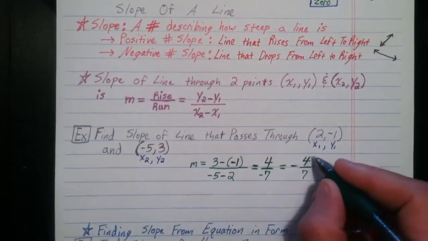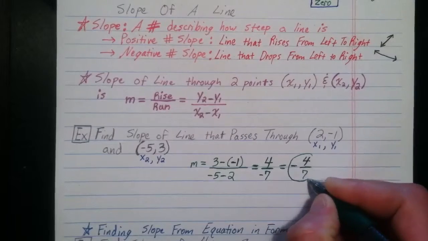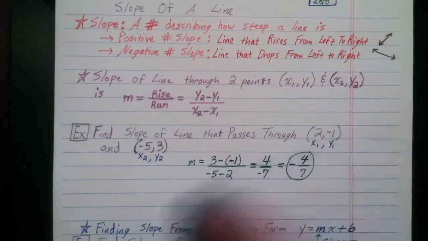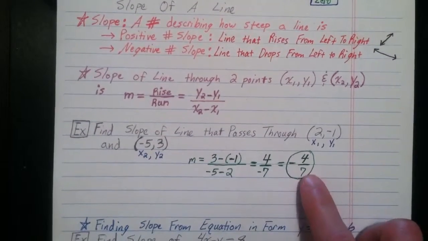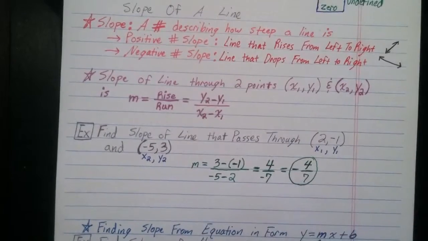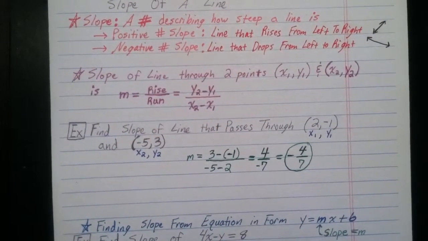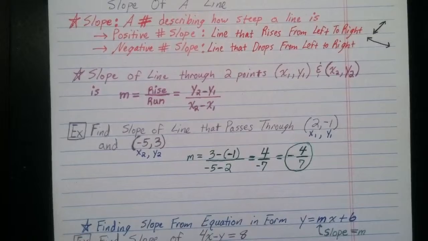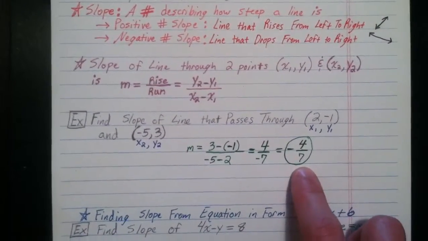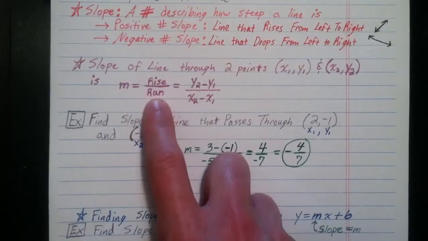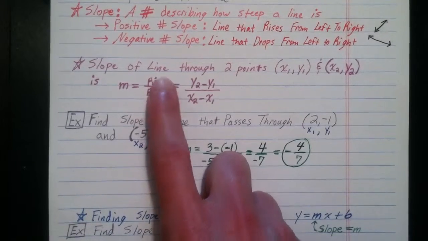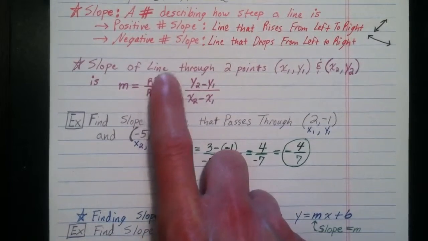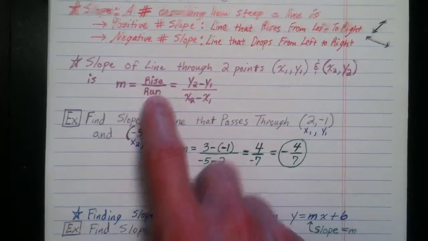Okay. So asking the question, what is the slope of the line crossing through those 2 points? Well, the answer is that, negative 4/7. We can have a fraction as a slope. And as a matter of fact, it's often beneficial to have your slope as a fraction, because then we can use this idea of rise over run, a rise being the numerator, your run being the denominator.